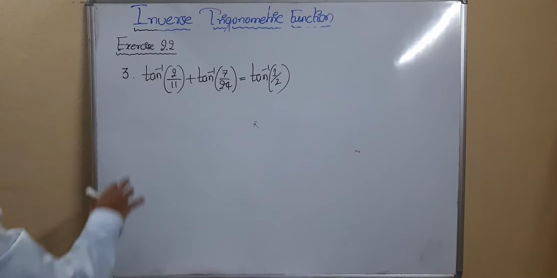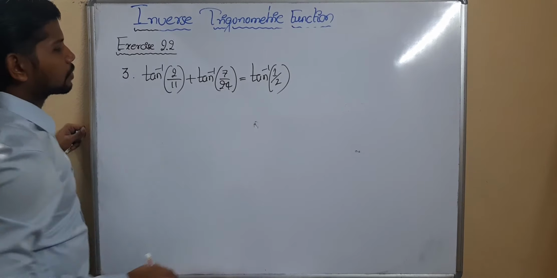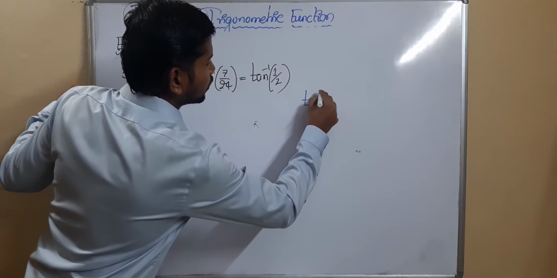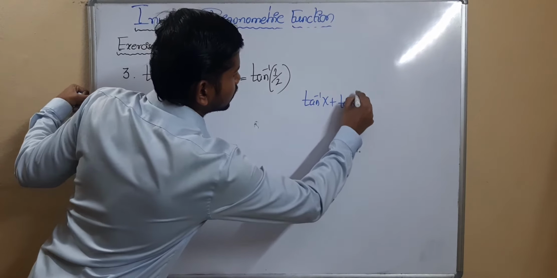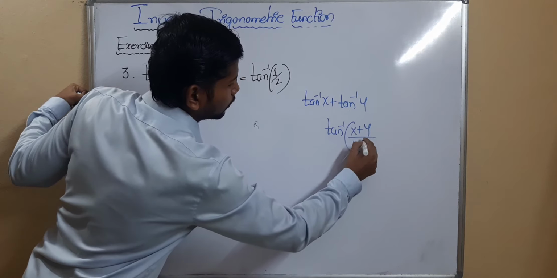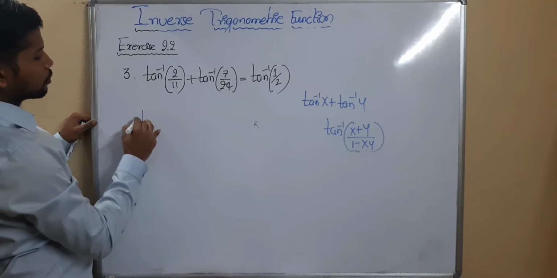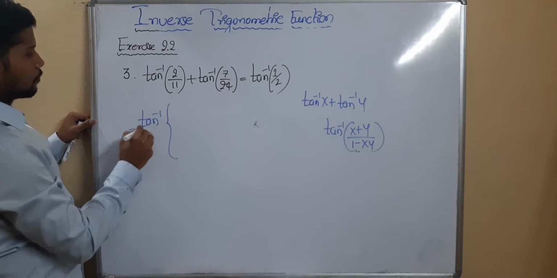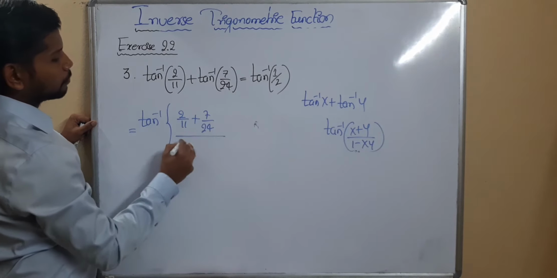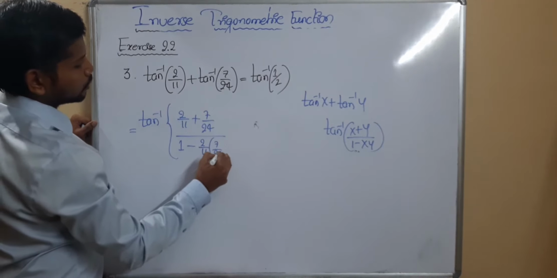The next one is the third question. Tan inverse of 2 by 11 plus tan inverse of 7 by 24. I need to prove it as tan inverse of 1 by 2. We know the formula for tan inverse of x plus tan inverse of y. It is tan inverse of x plus y divided by 1 minus xy. The x value is 2 by 11, y value is 7 by 24. Now it is tan inverse of 2 by 11 plus 7 by 24, divided by 1 minus 2 by 11 into 7 by 24.